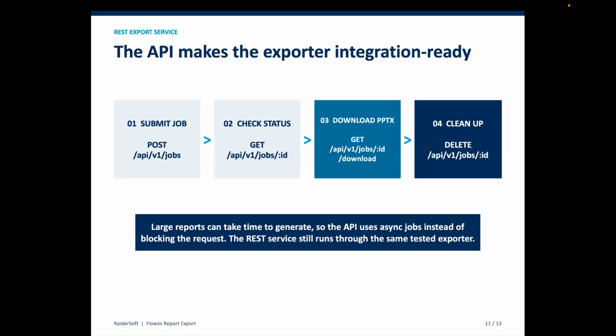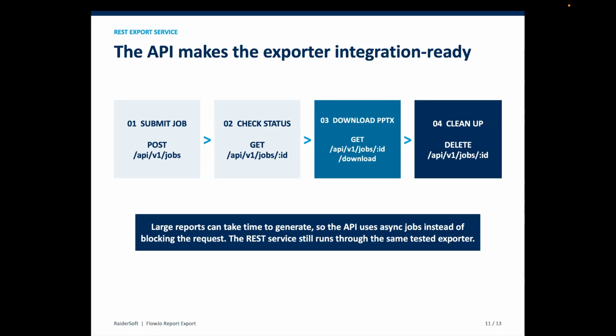The exporter itself was only part of the solution. We also wanted a workflow that could integrate into larger systems. To support that, we built an asynchronous REST API around the exporter. The client submits a report generation request, receives a job ID, checks the job status, and then downloads the finished PowerPoint once processing is complete. Using asynchronous jobs prevents long-running exports from blocking requests and makes the system more scalable for larger reports.